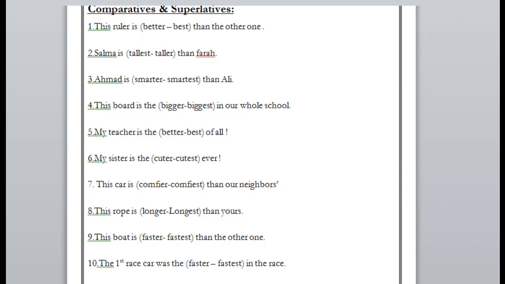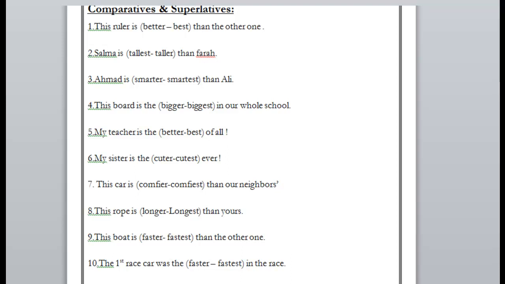Okay, guys. Our second part in our session today is comparatives and superlatives. So, comparatives, guys, we add to the adjective the word than if we are comparing between two things. Okay, we're just comparing between what, guys? Two things. Like, for example, if I said, this ruler is longer than this one.